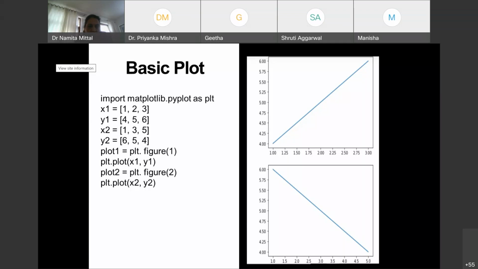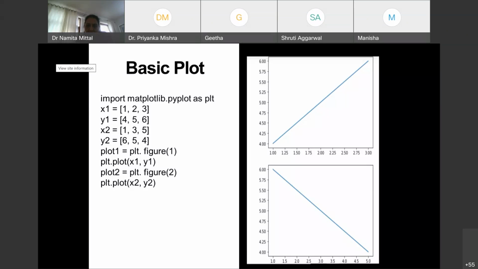प्लॉट 1 से मुझे क्या मिला, एक एरिया मिला जहां पे मुझे x1 y1 को प्लॉट करना है। फिर मैंने प्लॉट 2 किया, फिर मेरा दूसरा फिगर आ गया और उसमें मैंने x2 y2 को प्लॉट किया। सो लुक एट दिस, 1 2 3 और 4 5 6 में क्या है, दे आर इंक्रीजिंग। 1 के साथ 4, 2 के साथ 5, 3 के साथ 6 बढ़ रहा है। While in case of this second graph, 1 के साथ 6, 3 के साथ 5, 5 के साथ, is in decreasing order.